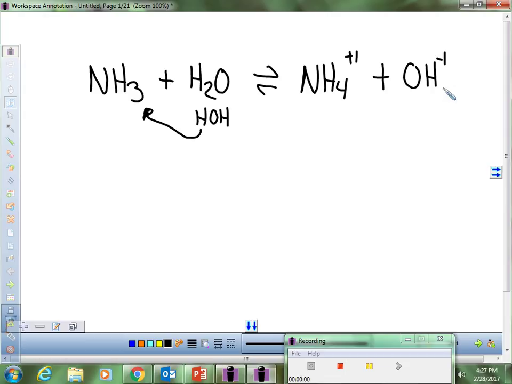So anytime you have a base that you know is a base, you need to put it in water, and then you're going to break it apart. Basically take one of the hydrogens off. The hydrogen's going to go in the back.